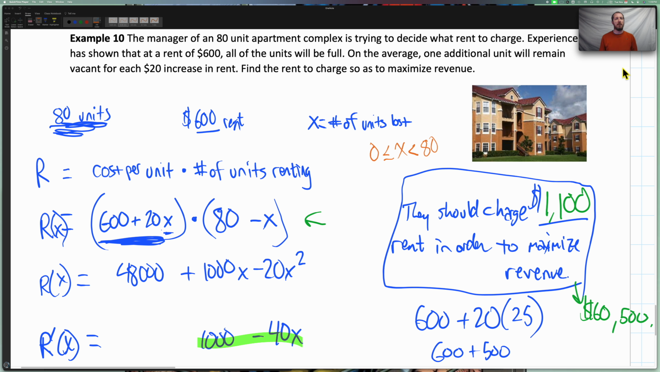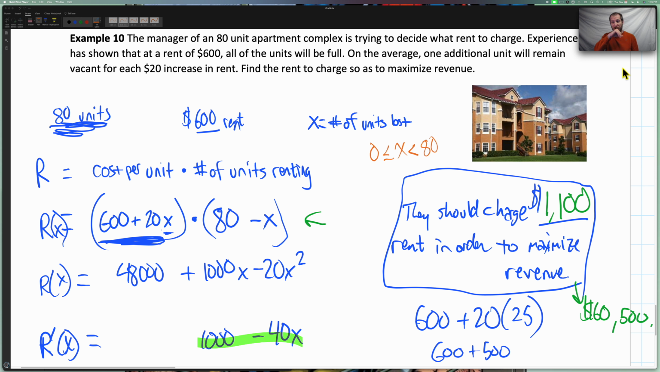10 in the optimization notes. It reads, the manager of an 80-unit apartment complex is trying to decide what rent to charge. Experience has shown that at a rent of $600, all the units will be full. On the average, one additional unit will remain vacant for each $20 increase in rent. Find the rent charge so as to maximize revenue.